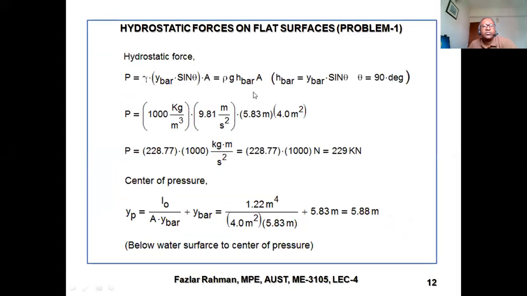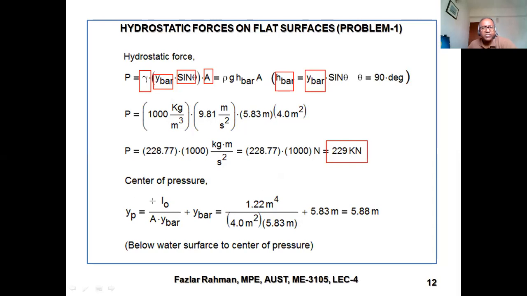Now figure out the force. This is the formula. Force equal to gamma sine theta area into Y bar. Y bar value we already figure out. Y bar equal to we found H bar, right? If theta equal to 90, then this and this one is same. So you just put over here. And we got 229 kilonewton force working in the plate.